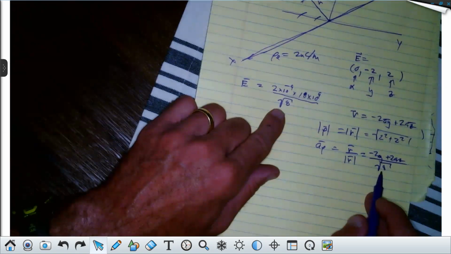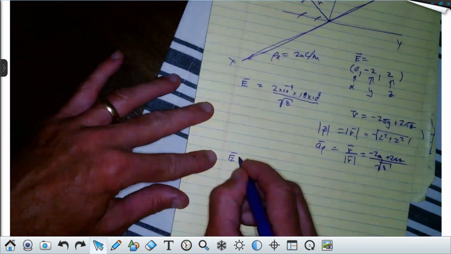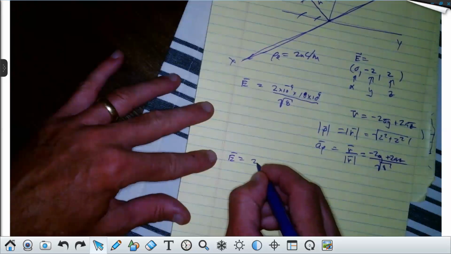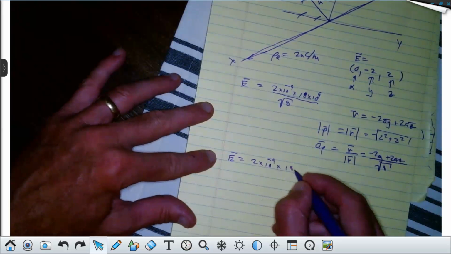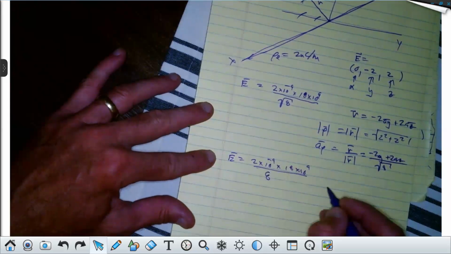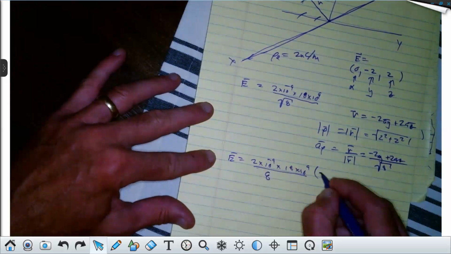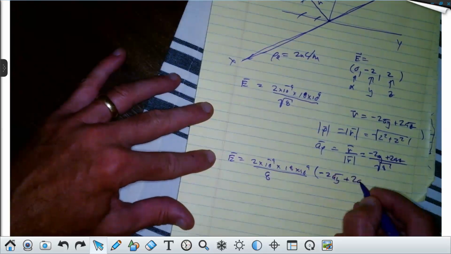All right, now stick this in here. What do you get? Well, you see how that square root of 8 is going to give me an 8? All right, I'm going to put this down. Now I have E would be equal to 2 times 10 to the minus 9th times 18 times 10 to the 9th all over 8, right? And then the unit vector here would mean we have 2 minus 2AY plus 2AZ.